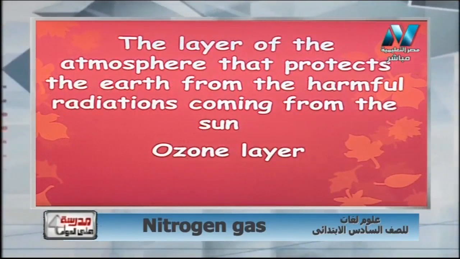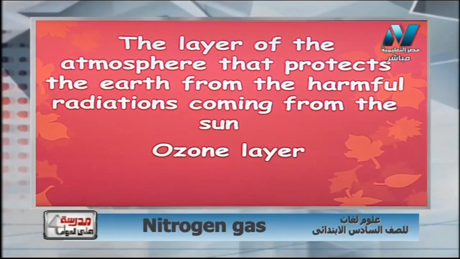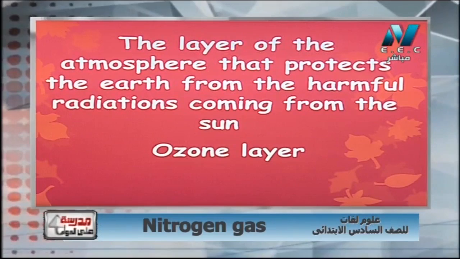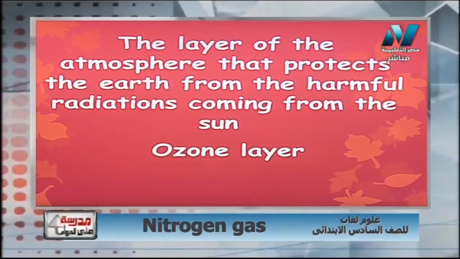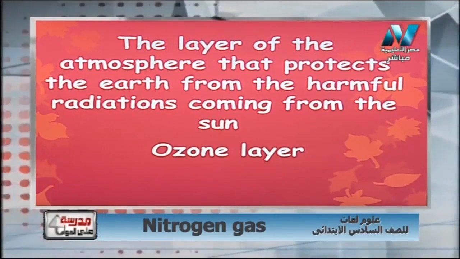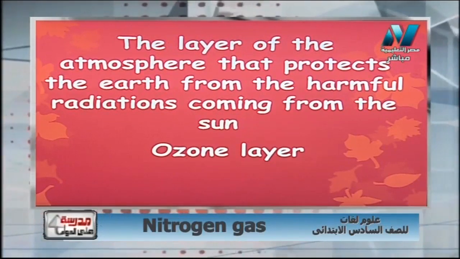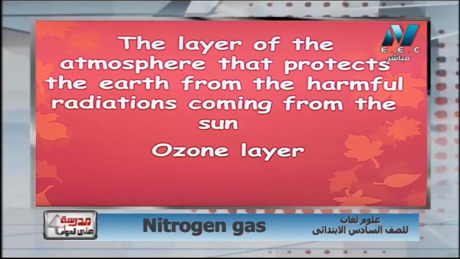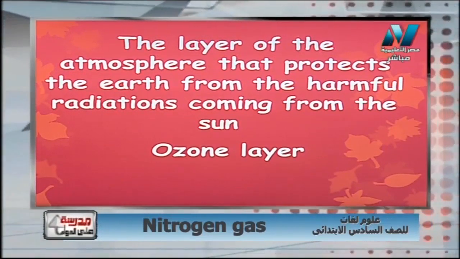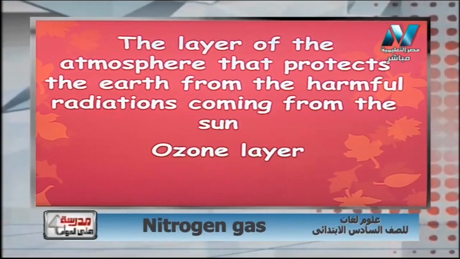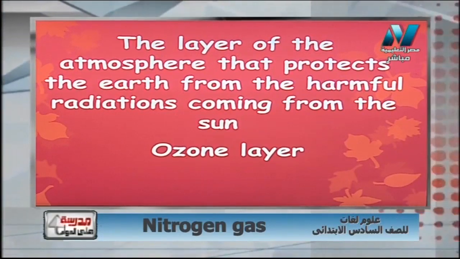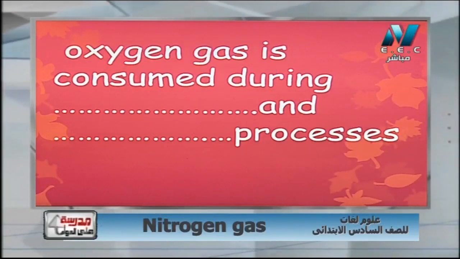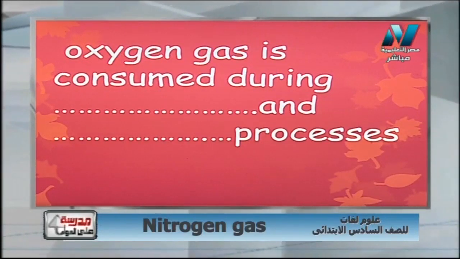The layer of the atmosphere that protects the earth from harmful radiation coming from the sun is ozone layer. Again, it's a very important layer طبقة مهمة جدا that found in the atmosphere موجودة في الغلاف الجوي وإن شاء الله in prep 2 في سنة تانية إعدادي إن شاء الله هندرس بالتفصيل what about ozone layer. هي طبقة مهمة جدا that protects the earth بتحمي الكرة الأرضية أو الأرض كلها from harmful radiation coming from the sun.